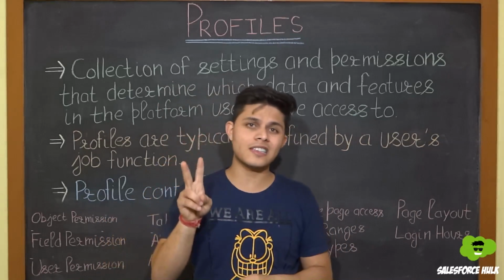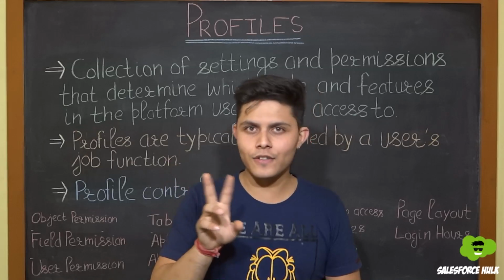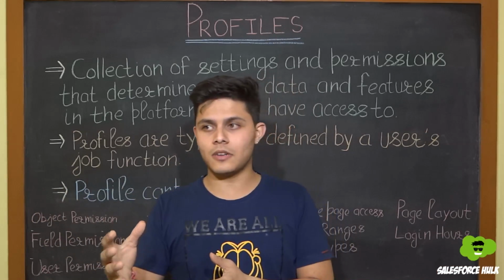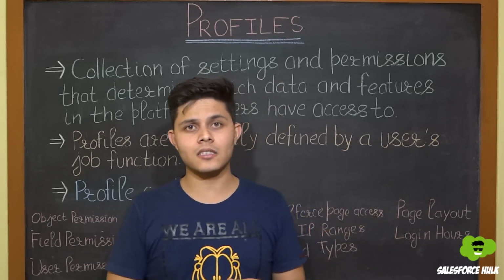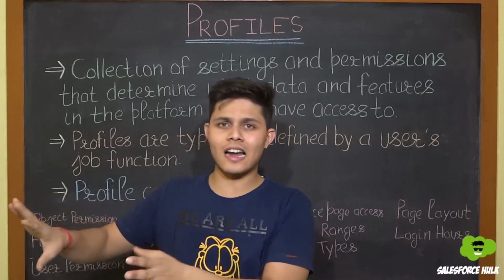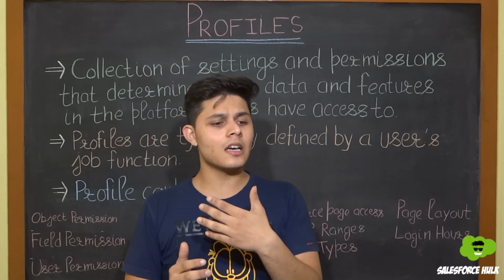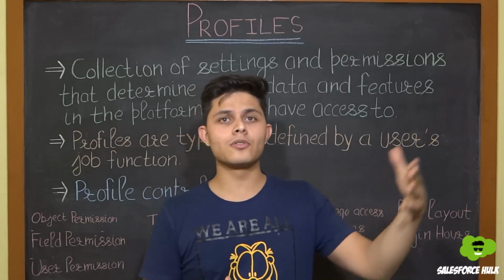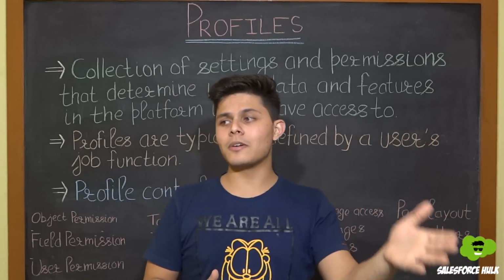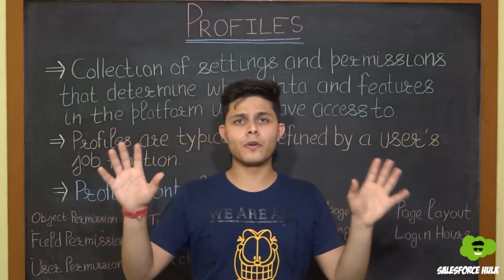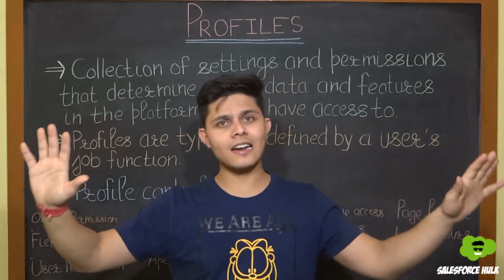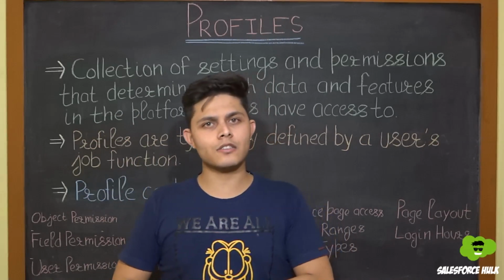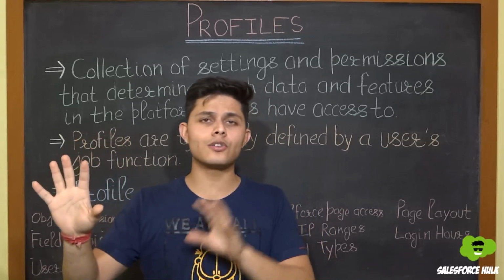And profiles have two things: settings and permissions. Settings determine what users can see, like which app they can see, which tab they can see, and things like that. In permissions, we set what users will be able to do in Salesforce, like which objects' records they'll be able to create, which objects' records they'll be able to see, and all sorts of things. So a profile is basically a collection of permissions and settings which define what users will be able to do in the Salesforce platform, because every user is assigned to one profile or another.